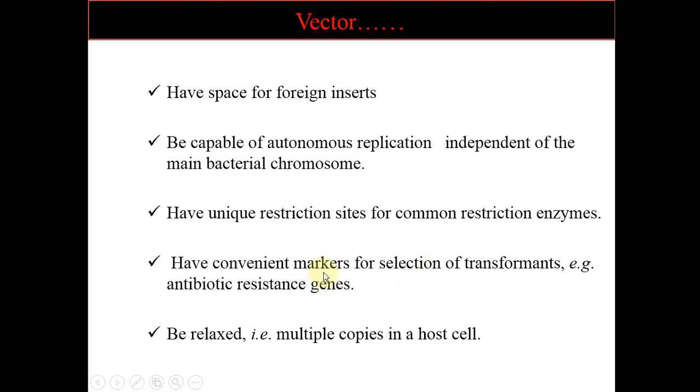These genes allow the host organism which has the vector molecule in it to be identified. Okay, जिनमें ट्रांसफर हुआ है, such cells are known as transformants, and how to identify such transformants depends on the selectable marker gene that we'll discuss later on. Okay, vector must be relaxed, that is, it should produce multiple copies in a host cell. Okay, multiple copies in host cell.